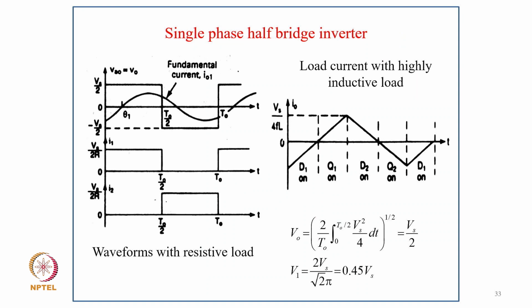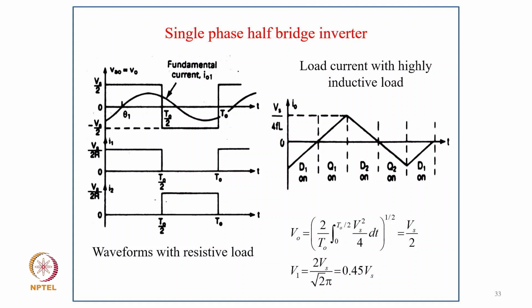And this is the typical waveform of a half bridge, where you have a voltage waveform and the fundamental current drawn by the load if it is an RL load. Then you have the resistive load current, and then the load current with a highly inductive load. The resistive load will follow the same waveform as the voltage, but in case of inductive you will get a triangular waveform.